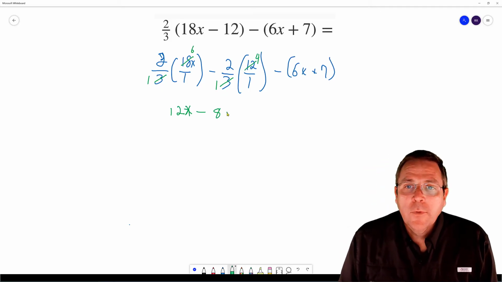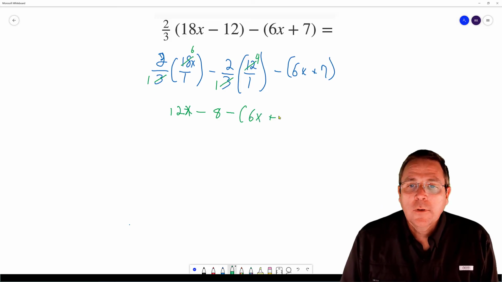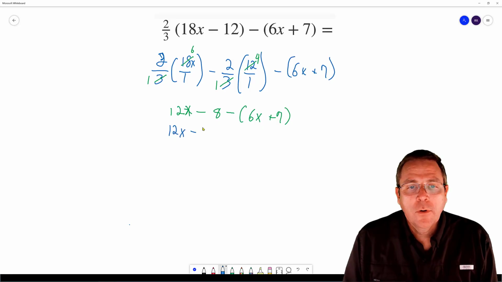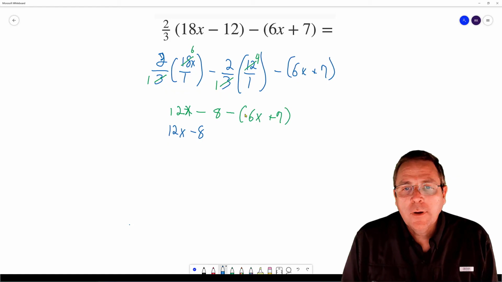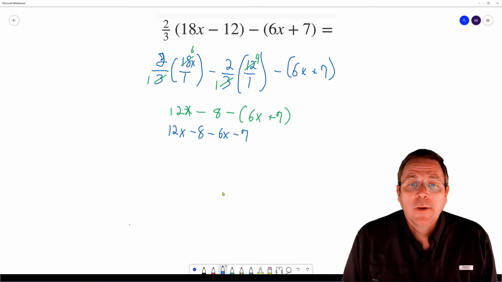And then we're going to take from there, and we're going to subtract, in parentheses, the 6x plus 7 from it. Now, I'm going to take my next step. I'm going to distribute this negative sign through my grouping symbol. So I'm going to leave my 12x alone, minus the 8. We're going to leave that alone. And then we're going to take this negative times a positive, and that's going to give me a negative 6x. A negative times a positive again, that's going to give me a negative 7.